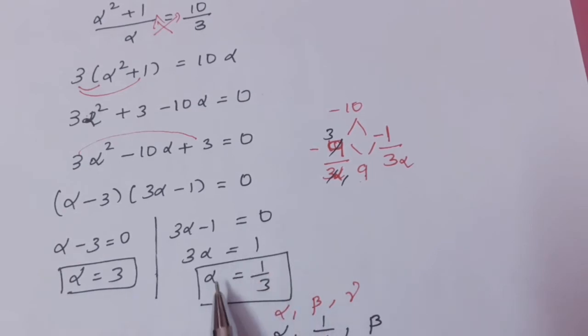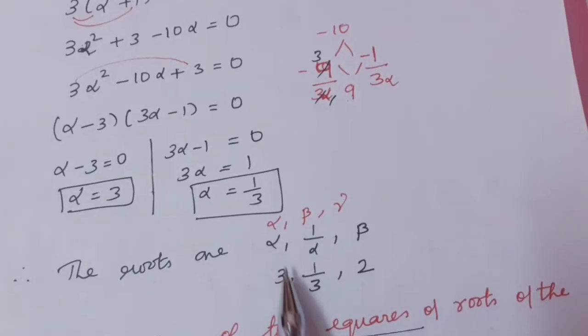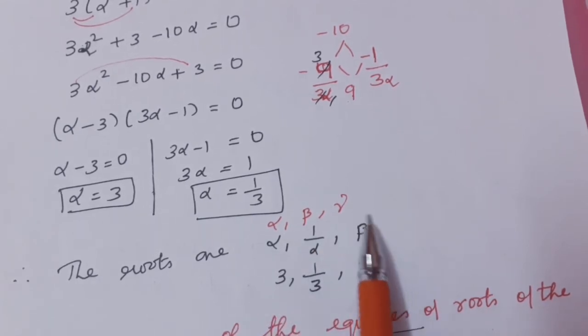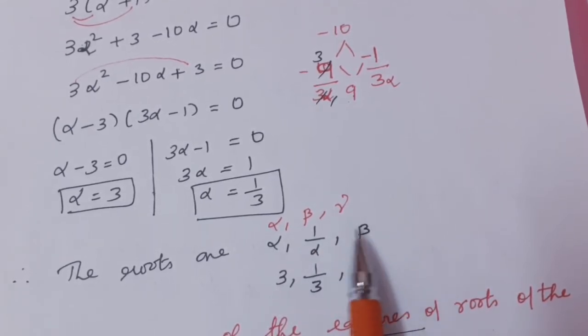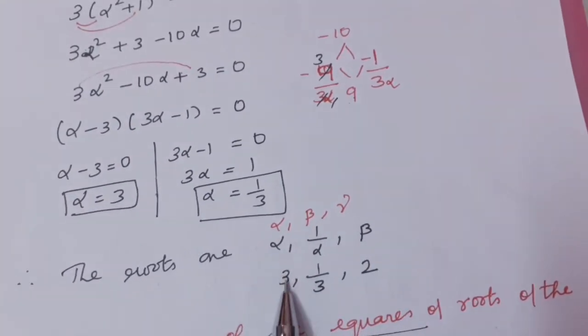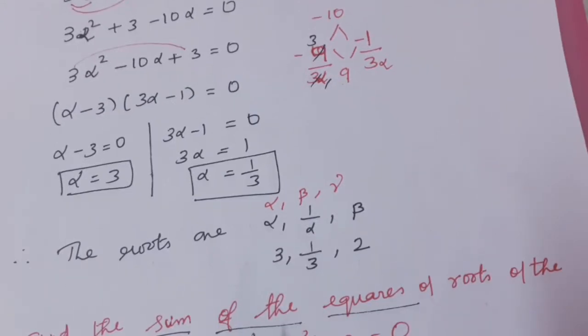So we find the value for alpha. Because we take the roots as alpha, 1 by alpha and beta. That is, instead of alpha, beta, gamma, we take the roots as alpha, comma, 1 by alpha, comma, beta. We already got the result for beta in equation 3: beta equal to 2. So the alpha value is 3, and 1 by alpha is 1 by 3. So 3 comma 1 by 3 comma 2.